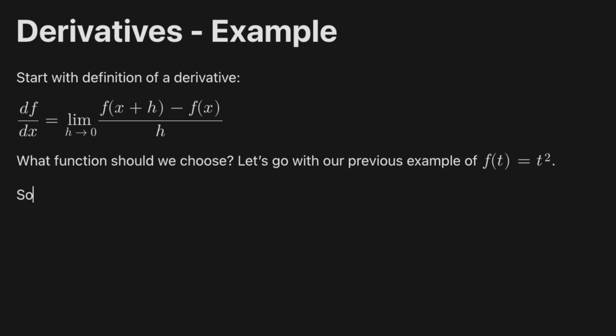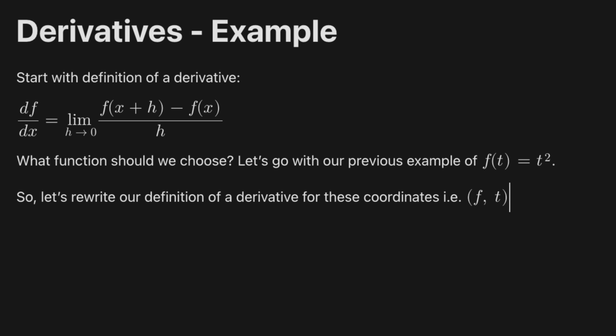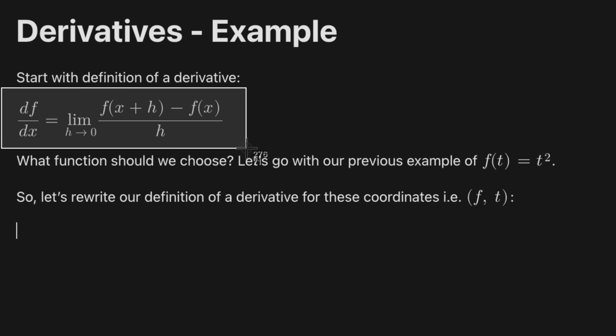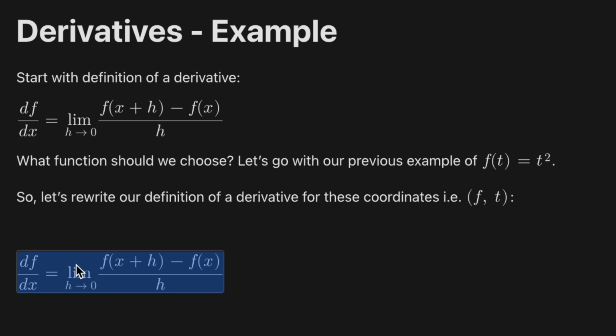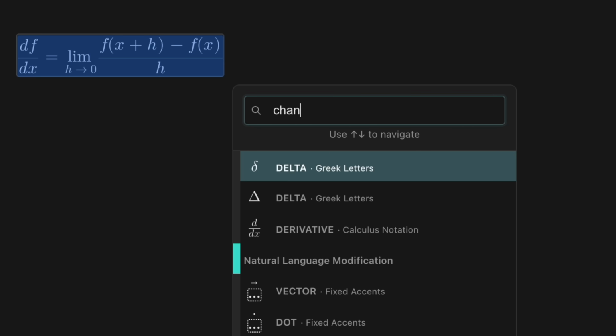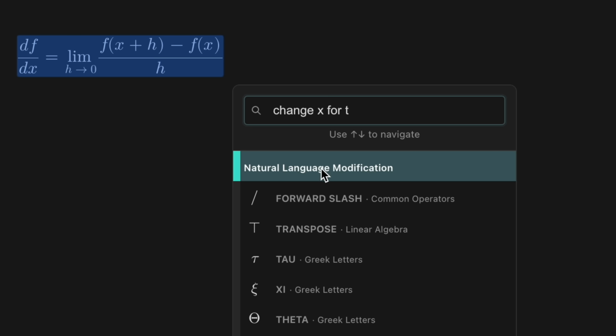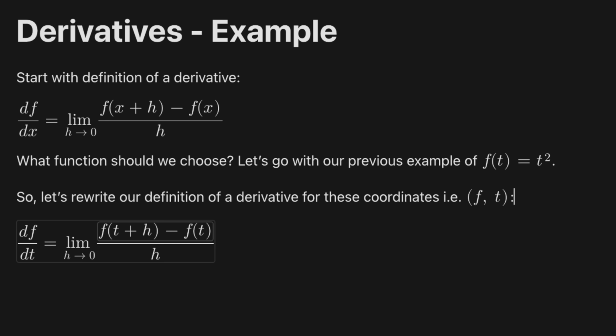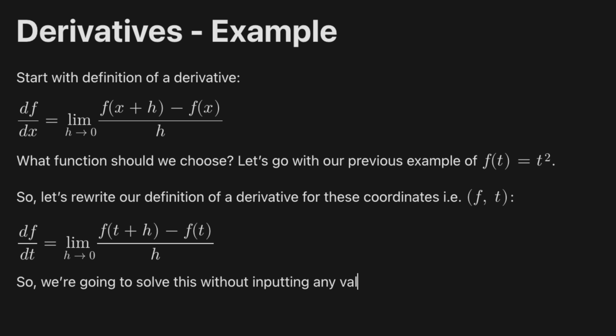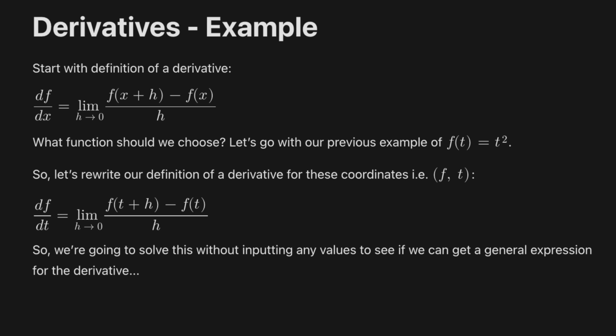Now, I could write out this entire expression for a derivative again, but the really nice thing with Vieta Space is that I can simply screenshot the previous function that we had and then use its AI feature to ask it to change the x values for t values, because we're using a coordinate system based in t, not x here. So this is what we're going to solve here, but interestingly, we're not going to put in any specific value of t, we're going to try and solve it explicitly. So see if we can get a general expression for the derivative.